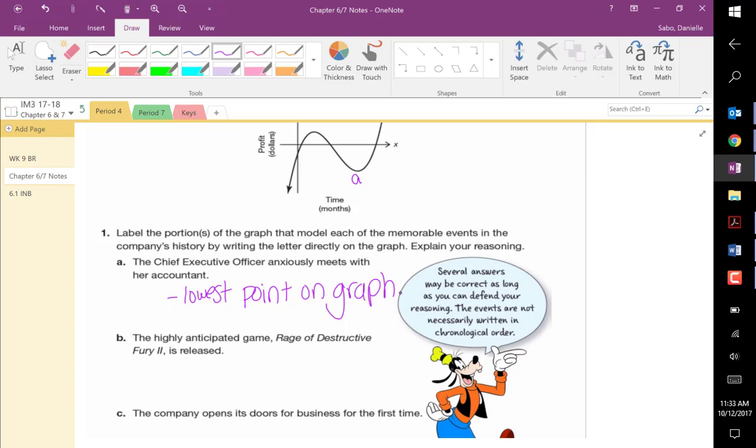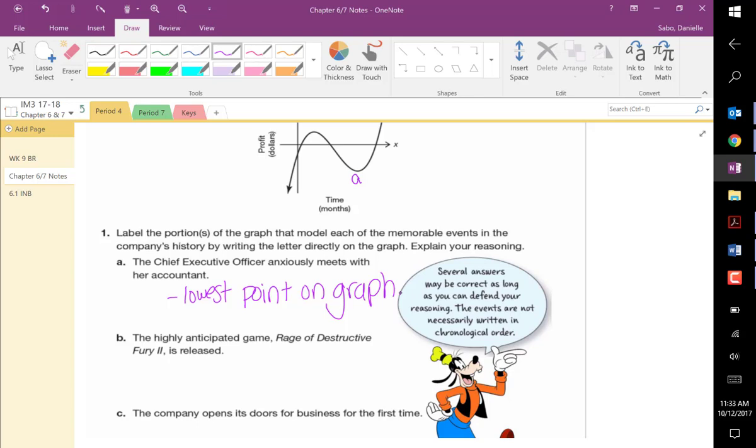Several answers may be correct as long as you define your reasoning. So you might argue with me that it's somewhere else. That's okay. As long as you have a pretty valid reasoning, I would accept it, or a company might. Just depends, not all of them are correct, but they could vary.